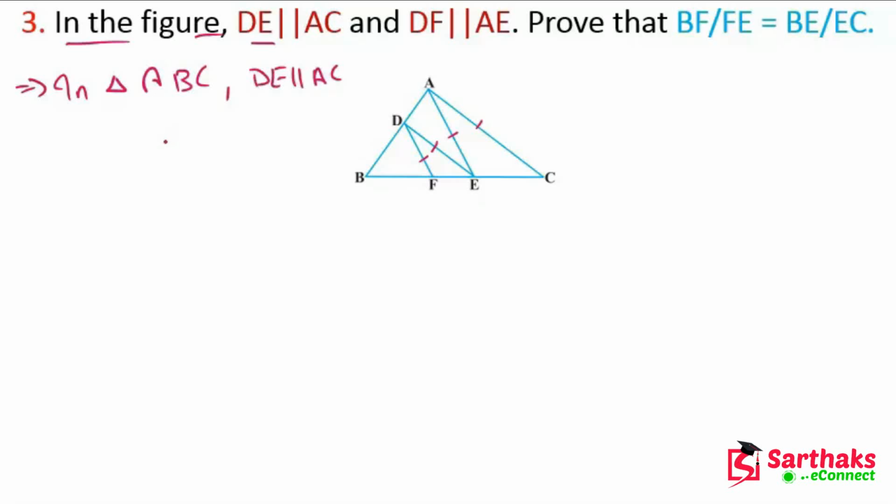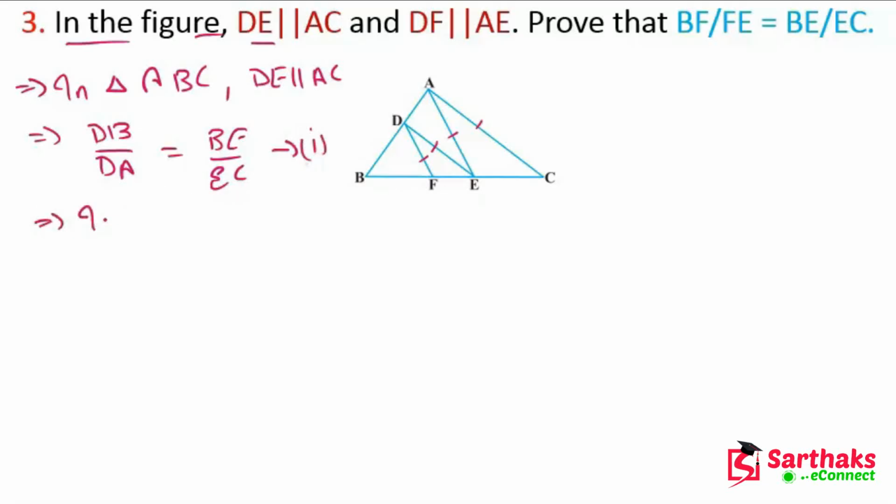Okay, so again by basic proportionality theorem we can write it as DB divided by DA, and we can also write it as BE divided by EC. So this is our first equation.